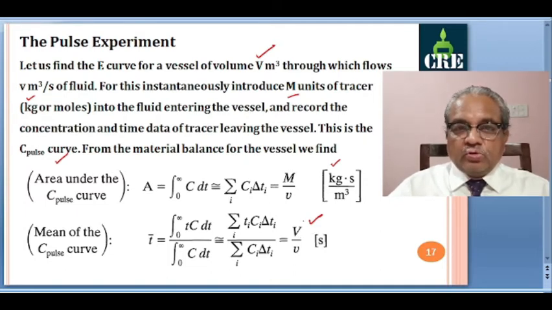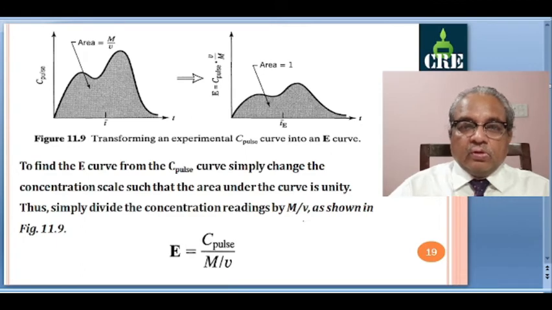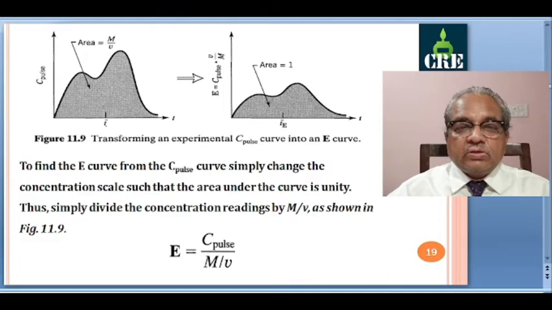So for a pulse input, you introduce m units, either in kgs or kg moles, at once, and record the exit concentrations of the tracer. If you plot C pulse as a function of time, you may get some kind of curve, and this area will be m by v, with the mean at t bar. So this you can actually find out from the distribution.